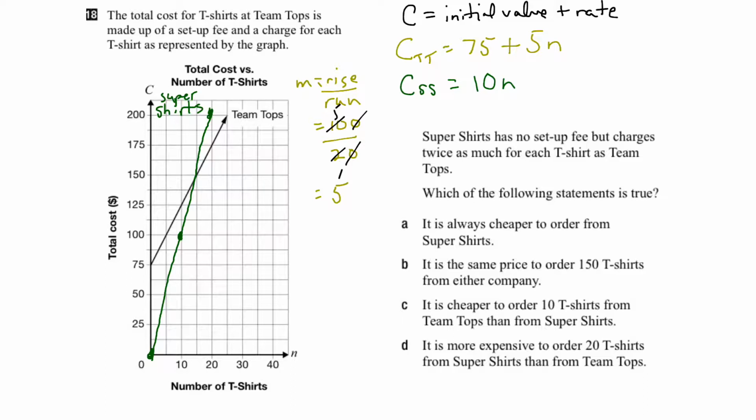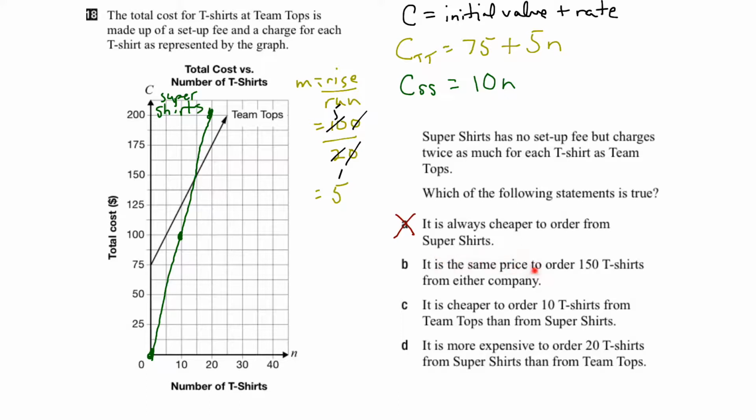So the first statement says it is always cheaper to order from Super Shirts. Well, let's take a look. Here's Super Shirts. If there's no t-shirts ordered, it is definitely cheaper than Team Tops. But as we go up the line here, eventually Super Shirts starts to cost us a little bit more. So therefore this statement is false. It's not always cheaper to order from Super Shirts.